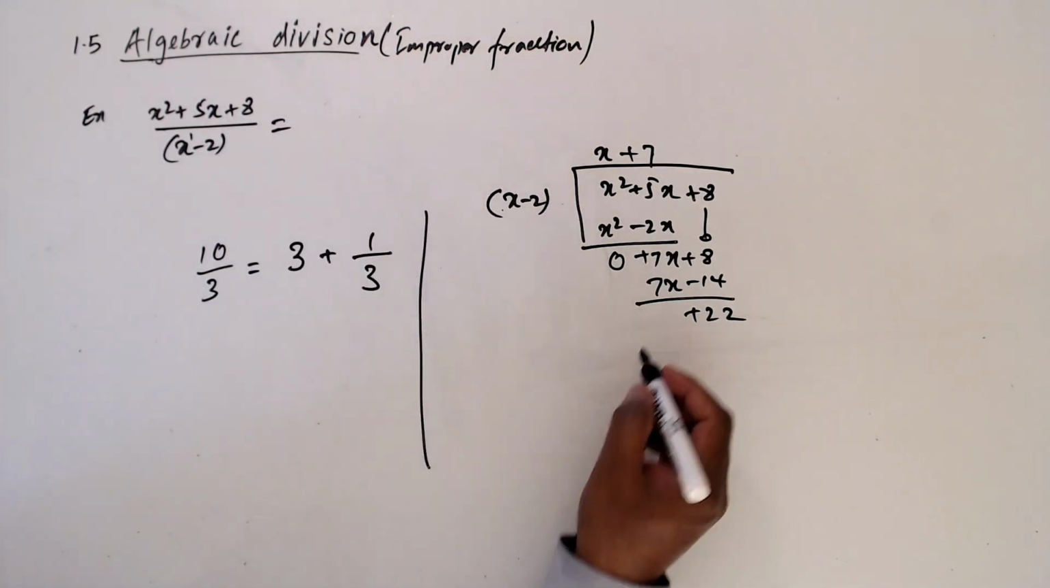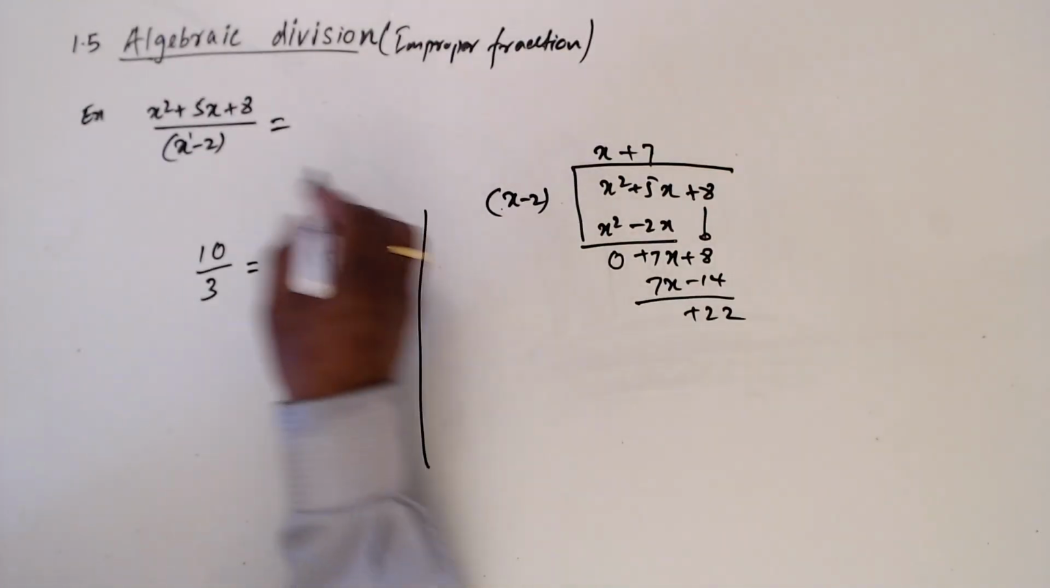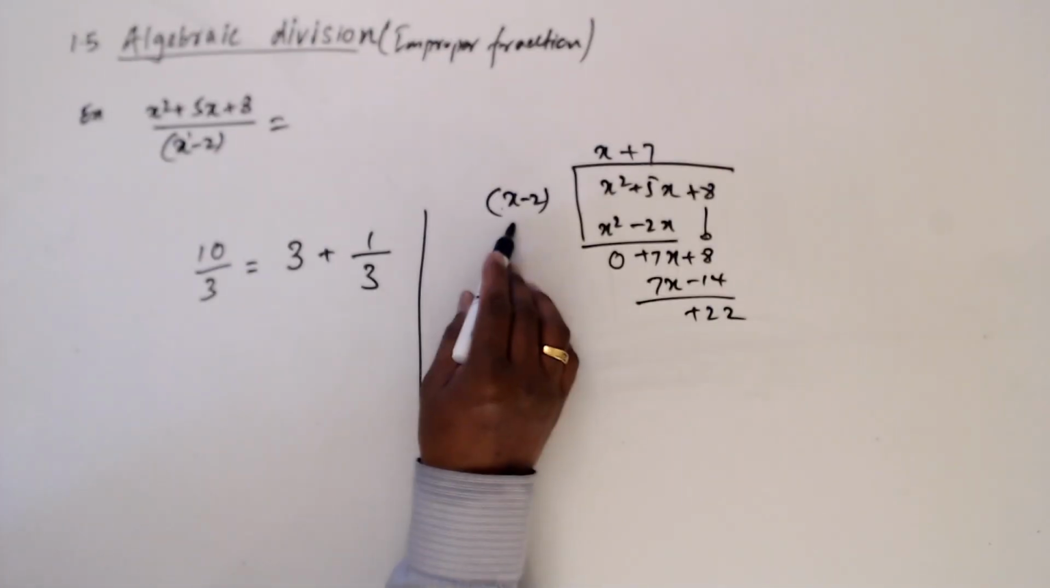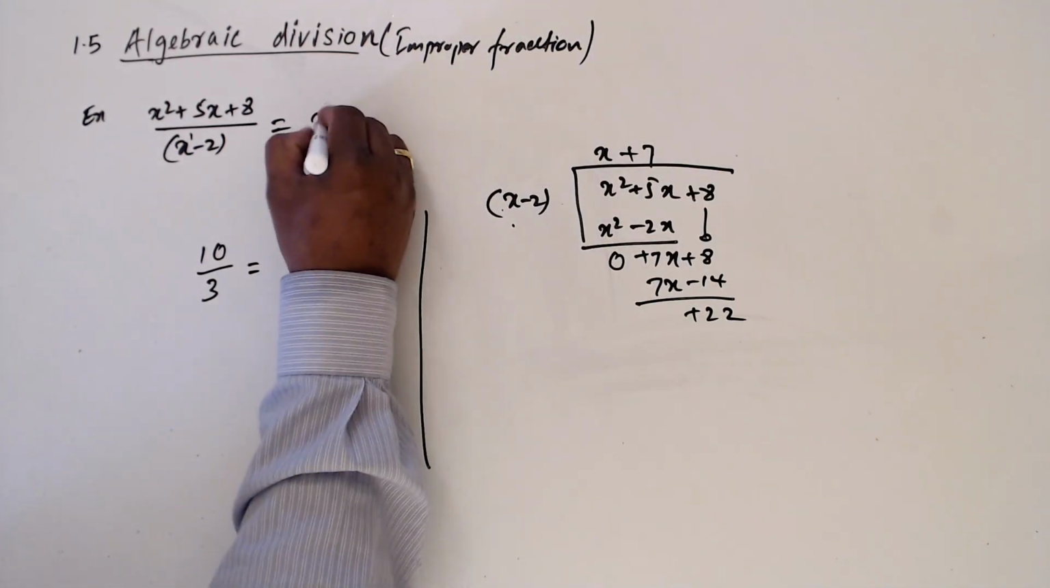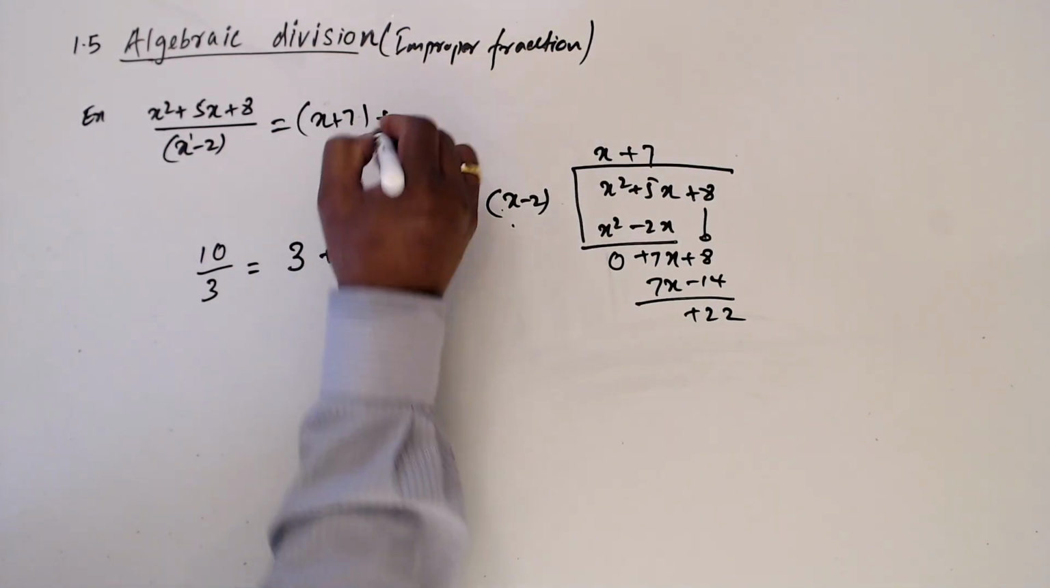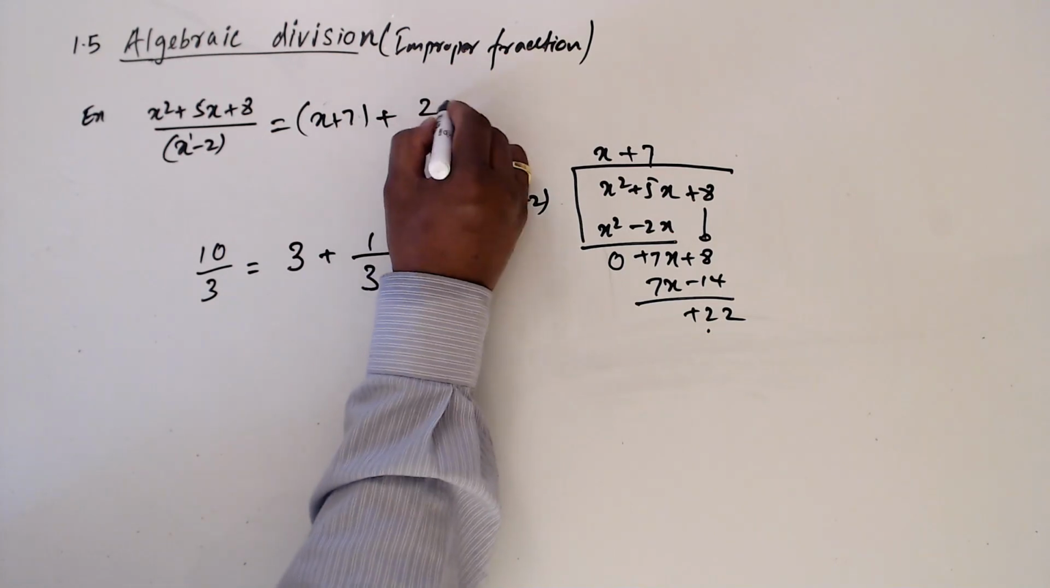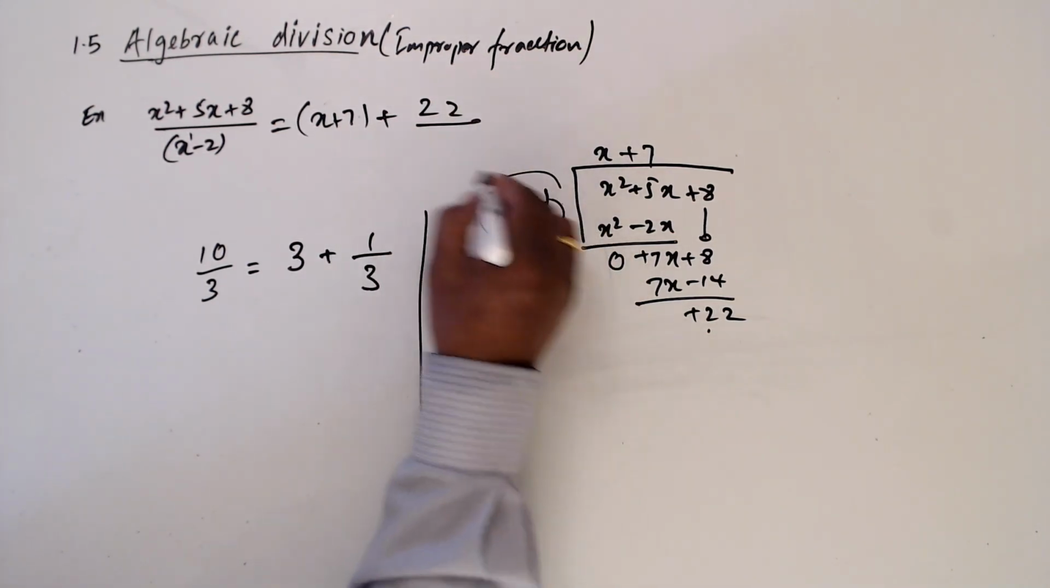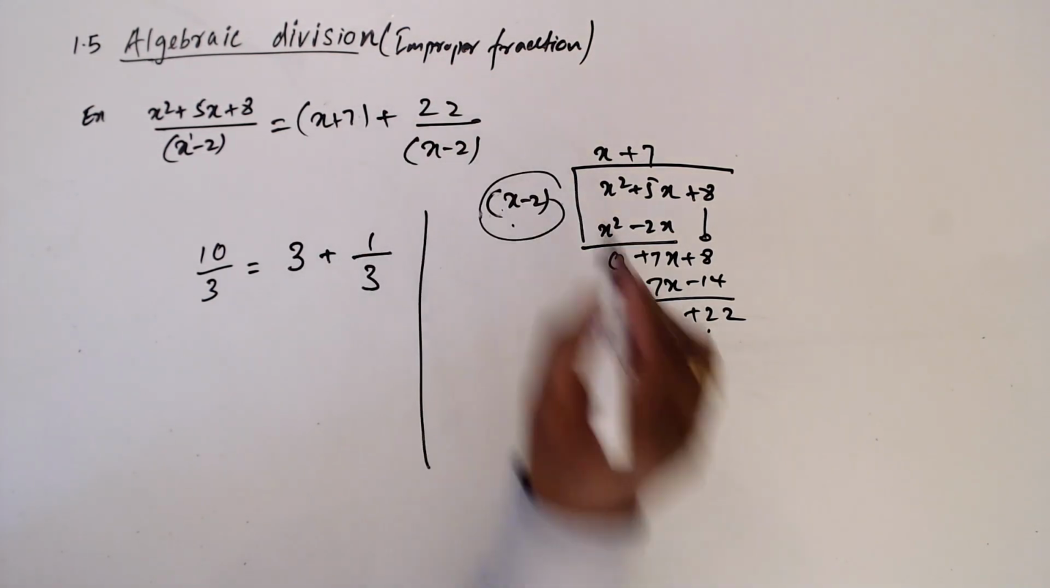Then when x square plus 5x is divided by x minus 2, the quotient is x plus 7 and the remainder is 22 out of the divisor x minus 2.